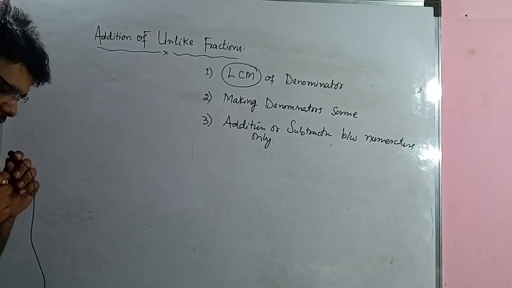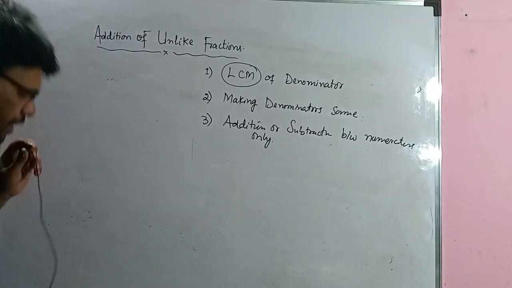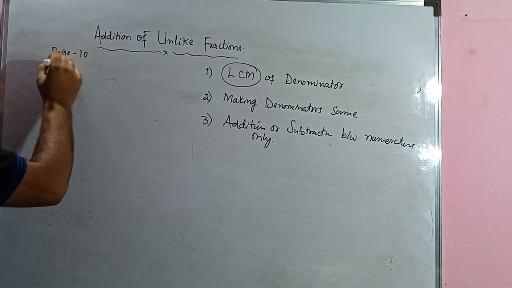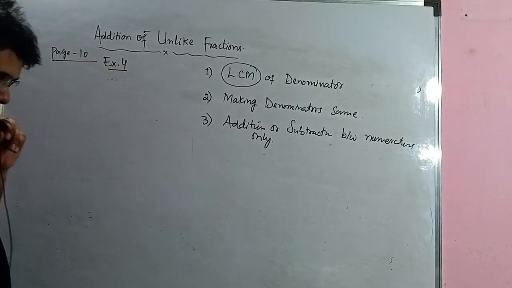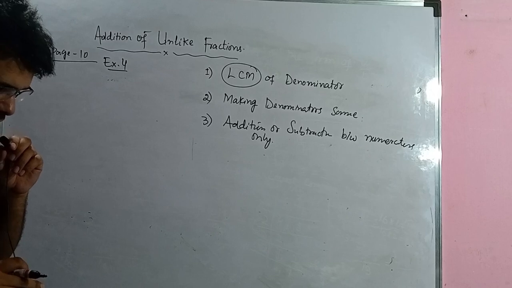Now you can see the exercise 4 from number 1. It's page number 10 on your textbook. Page 10. Exercise 4. Here we have to do the addition and subtraction of the fractions.